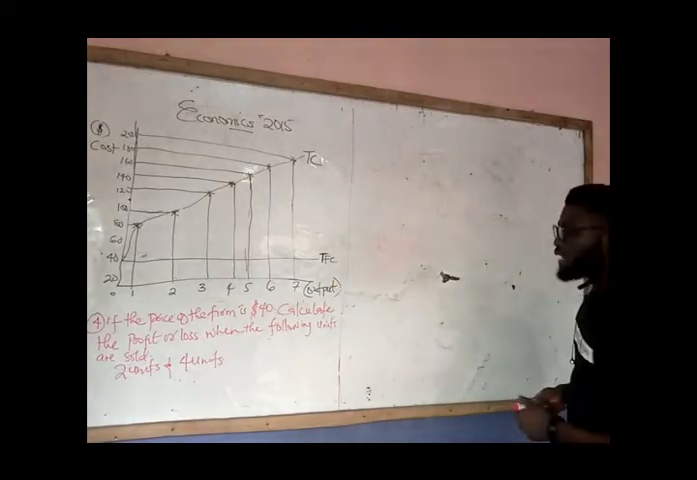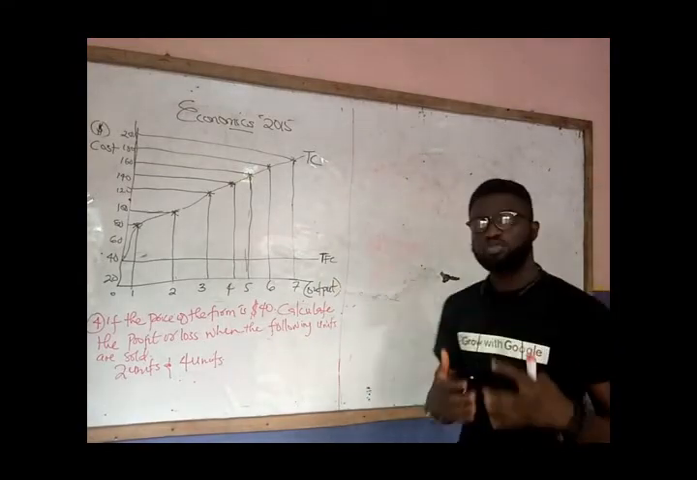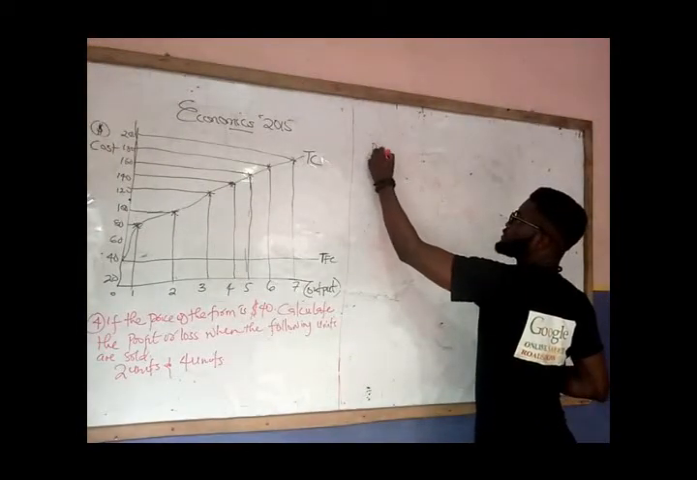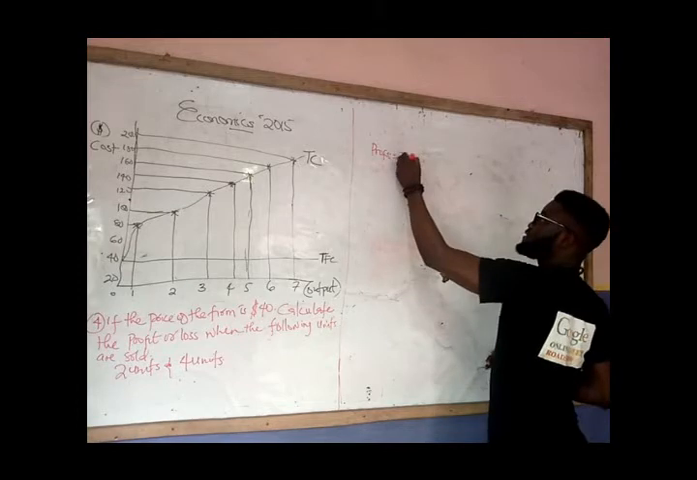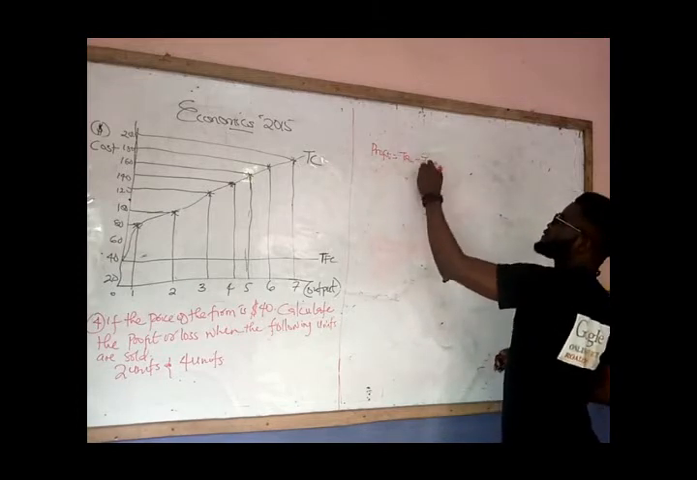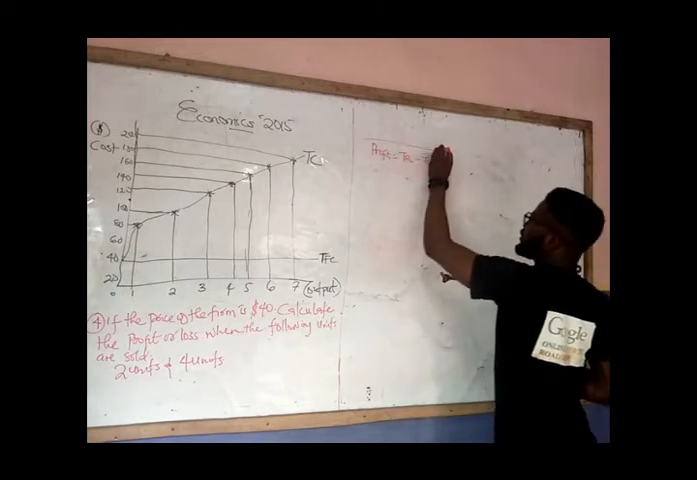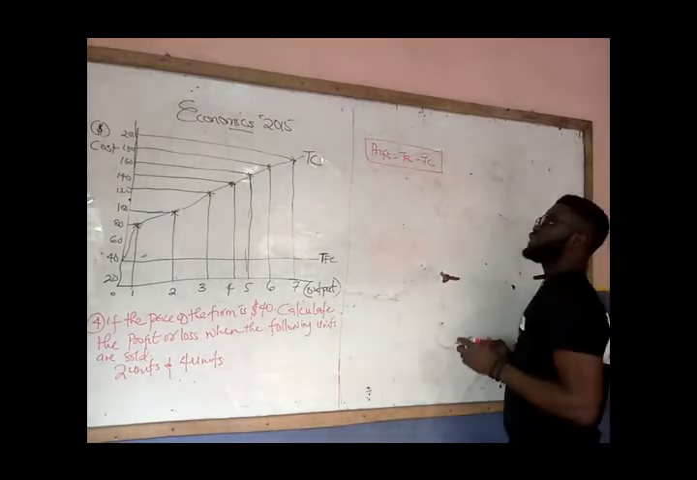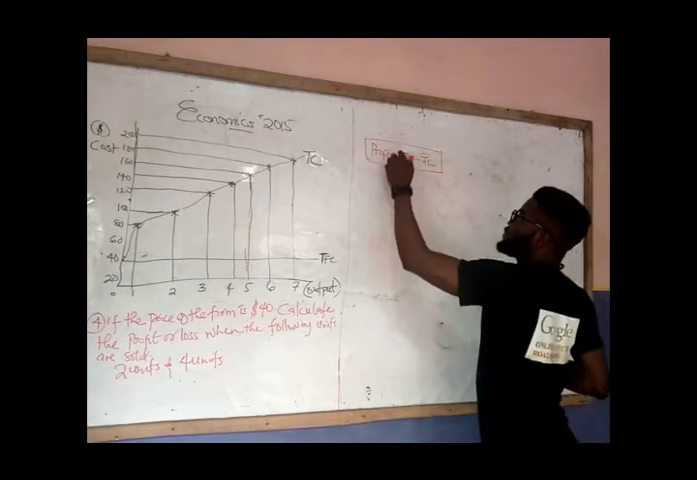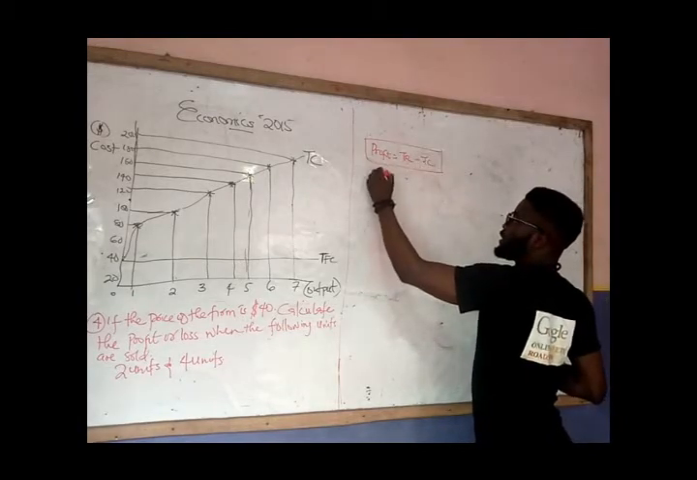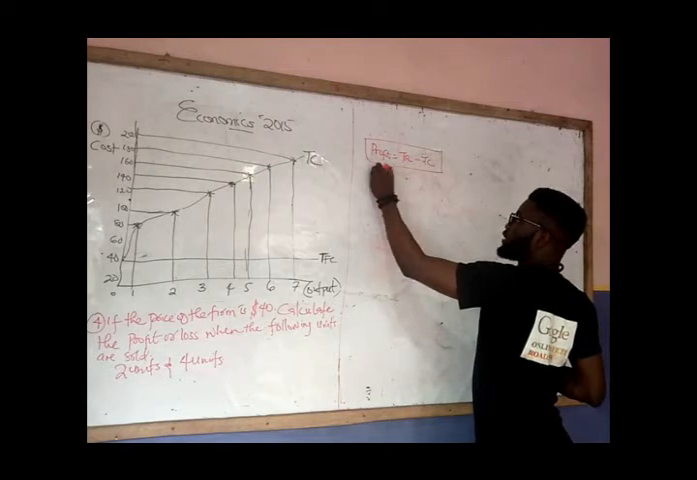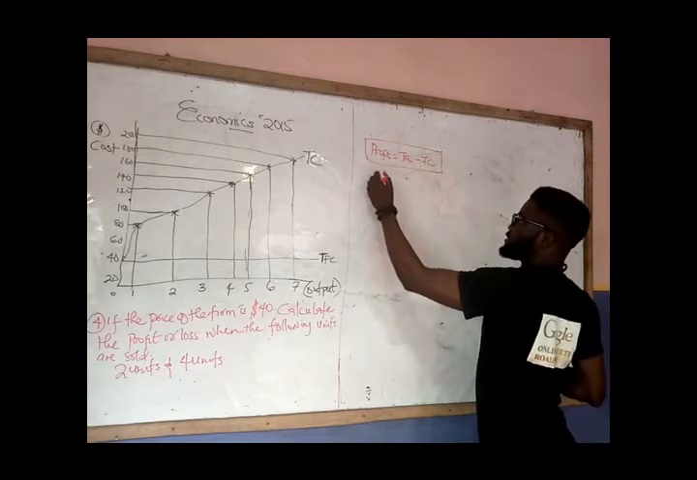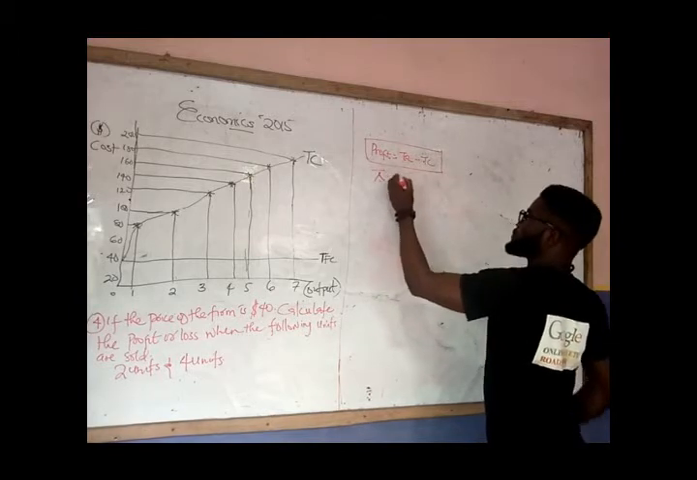So now, the question is, how do we calculate profit or loss? Very simple. To calculate your profit, it is TR minus TC. TR minus TC. Please note this formula. And in economics, you need to note that you can write your profit as this, then equals TR.